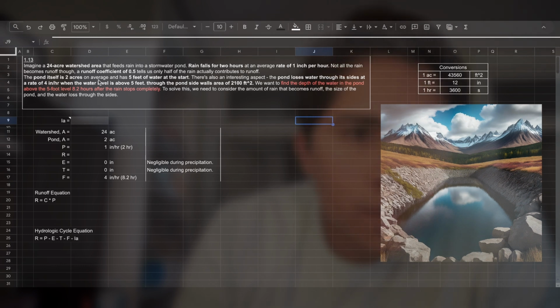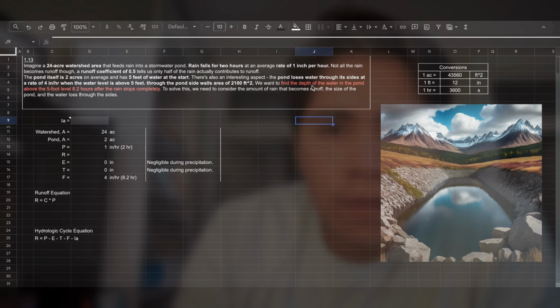We have 5 feet of water at the start. There's also an interesting aspect: the pond loses water through its sides at a rate of 4 inches per hour when the water level is above 5 feet, through the pond side walls area of 2,100 square feet.